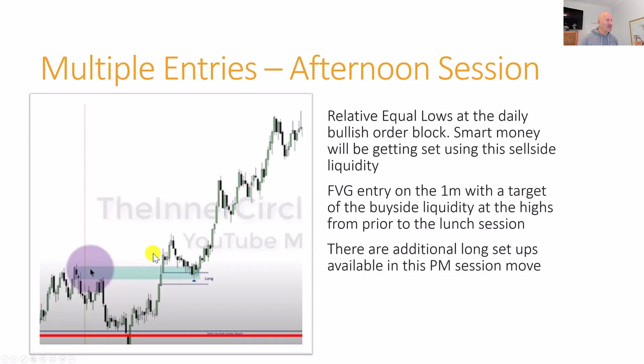And you can see on this 1 minute chart, so this is a screenshot from ICT's video, you can see this long setup here. So we have a bullish fair value gap formed just here, and you can see the market trades back into that before trading higher. And so the target from this particular move is that buy side liquidity from the highs generated prior to the lunch session. So as I mentioned before, there's now multiple setups, so multiple opportunities to get set in this session in the afternoon session. So we have multiple opportunities both in the morning session and now in the afternoon session from this one particular day on the S&P.